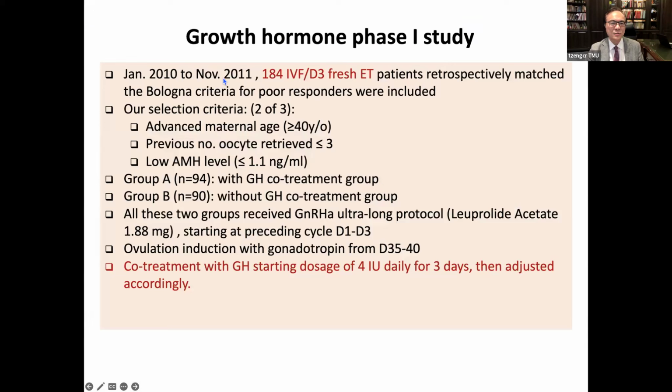In 2010 to 2011, we collected 180 IVF patients with stage 3 fresh transfer, and the recruitment criteria matched the Bologna criteria for poor responders, including 2 of the 3, as you know: advanced maternal age, previous number of egg retrieval less than 3, and low AMH level. So we have 2 groups, group 1 with GH treatment, group 2 without. Both groups received the GnRH ultra-long protocol, GnRH-a starting on preceding cycle day 1 to day 3, and ovulation induction with gonadotropin from day 35 to 40.